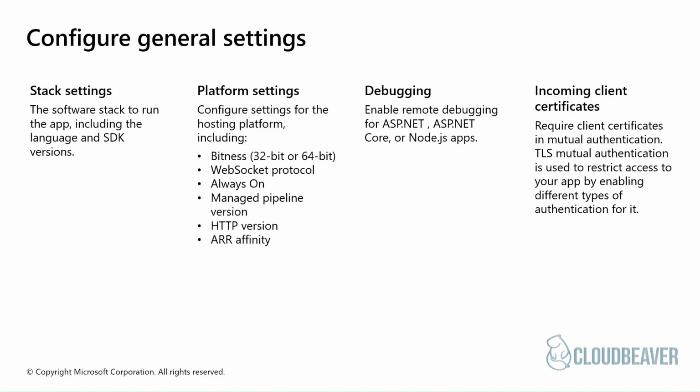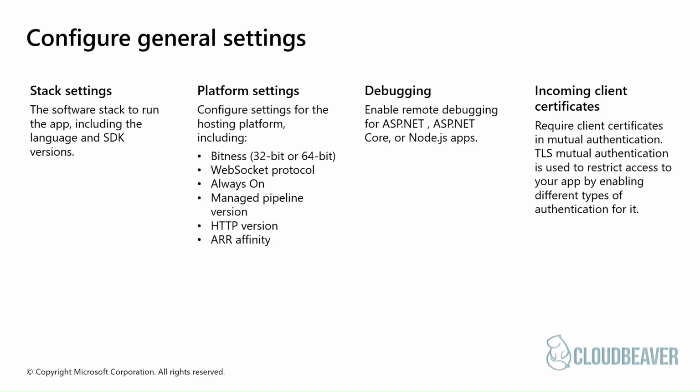Similarly, you can set the pipeline version for DevOps. You can choose HTTP protocols. You can also specify the ARR affinity. That's a concept where, when you scale to multiple instances, Azure is going to create one more virtual machine for you in the data center. So in this ARR affinity, if it is turned on, Azure knows that this is something that is created for very high availability.